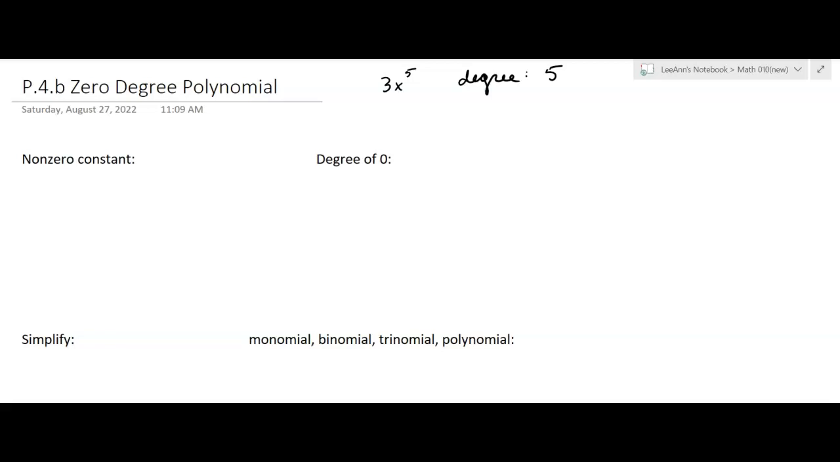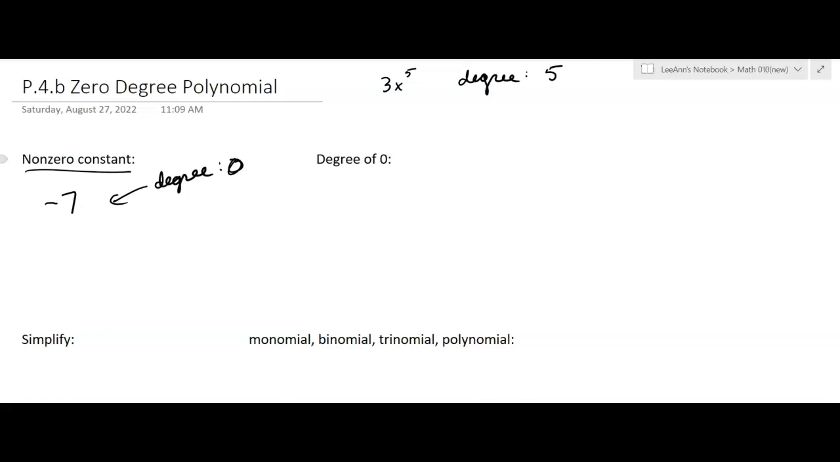Now we also have non-zero constants, like we had -7. That would be a non-zero, it's not zero, and it is a constant, right? There's no variable in it. Well, the degree of that is 0, so degree 0. So -7 is considered a polynomial, but the degree is 0. And it's not a very exciting polynomial because it doesn't have a variable, it's just a -7, but it falls under the definition.